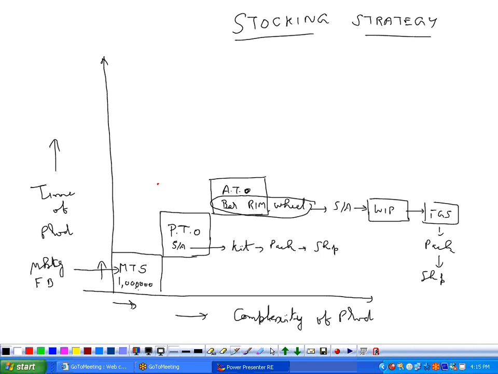These two stocking strategies, ATO and PTO, are called configure to order. It is called CTO. The next type of stocking strategy is called MTO.